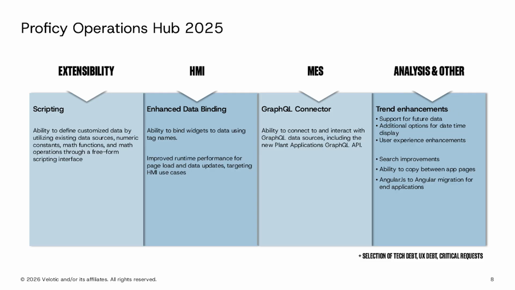And then finally, there's another column there of sort of other things we've supported. Trend remains a large focus for us. You'll see here that we have enhancements around being able to view future data, which is coming out in support of Proficy Historian. So in Proficy Historian, you can now have future data, and in Operations Hub, you can now trend that data. You have additional options for date time display. So you can format the date time in a way that is useful to your users.